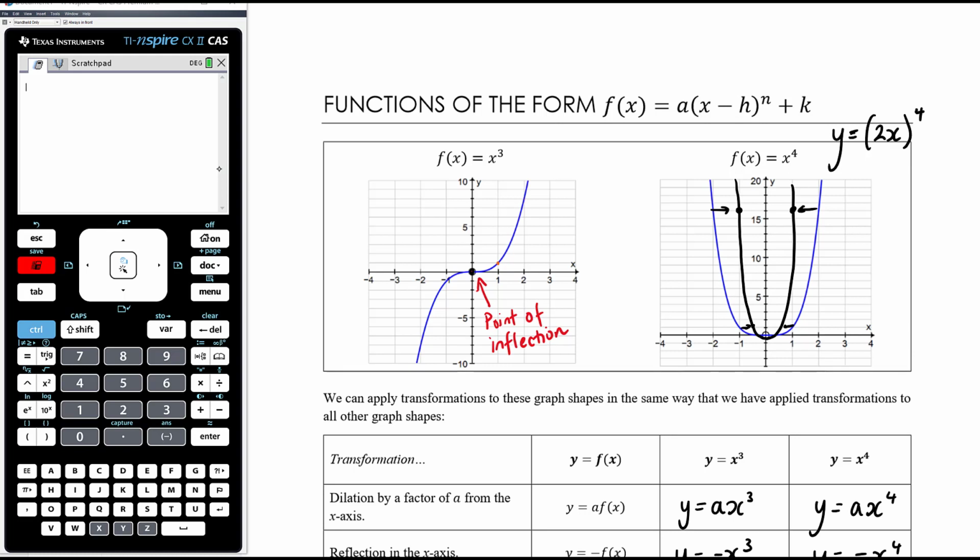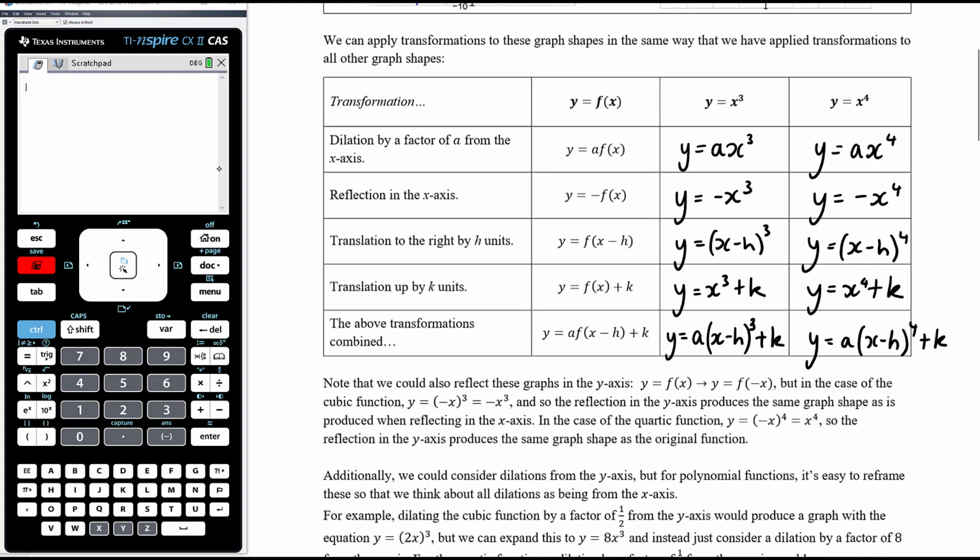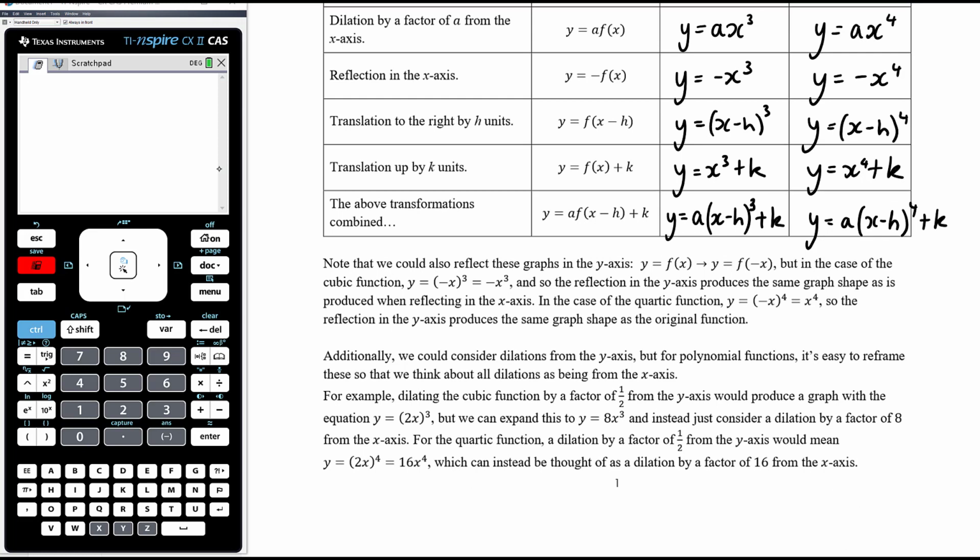We can instead expand this out as 2 to the power of 4 is 16, x to the power of 4. So actually it's the same as taking our original graph and dilating it by 16 from the x-axis. So we don't need to think about the y-axis dilation separately. We could always just expand those functions out and think of them as x-axis dilations. Okay, so that's what's talked through in those two sentences here.